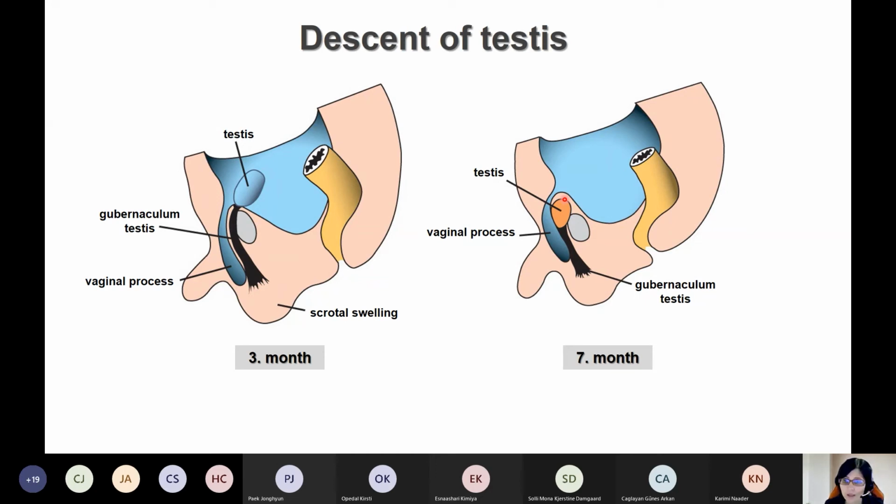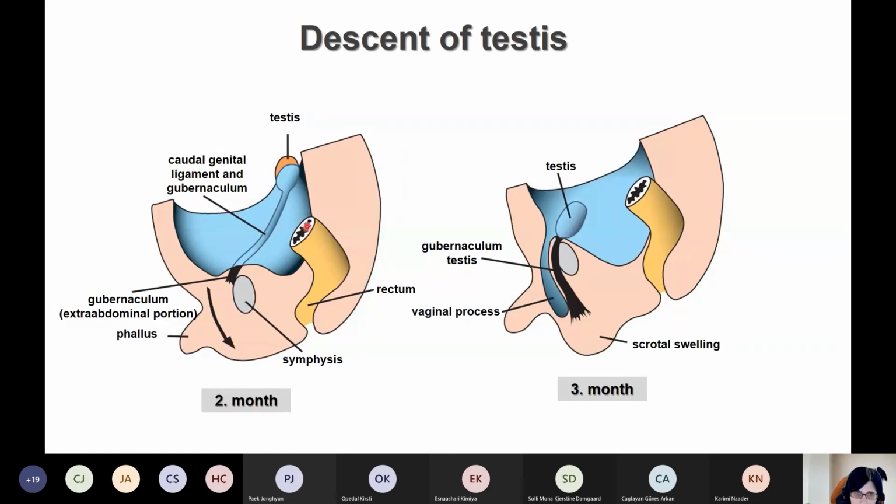So there's no inguinal canal before, but the testis develops the inguinal canal with its descent. The testis passes through the layers of the abdominal wall, and it pushes every layer of the abdominal wall in front of it. So in case of the descent of the testis, we have a very important structure which should be mentioned. This is the gubernaculum testis. The gubernaculum testis, I can show it on a previous picture as well.